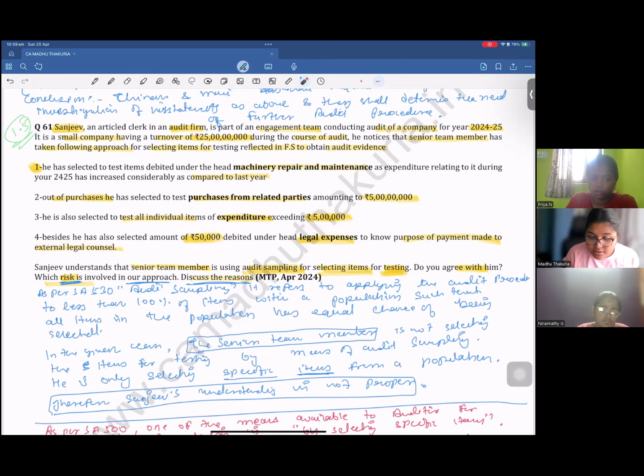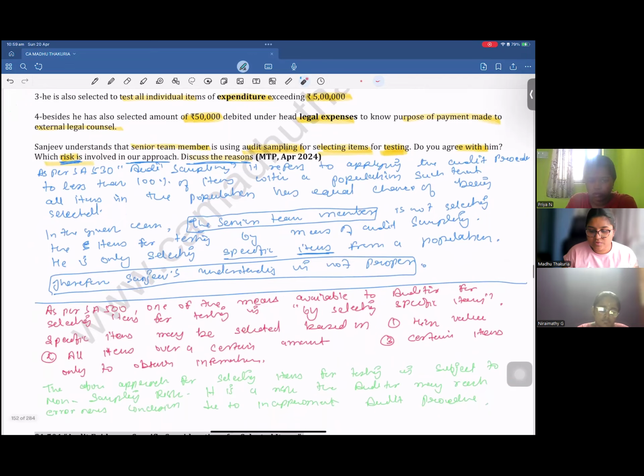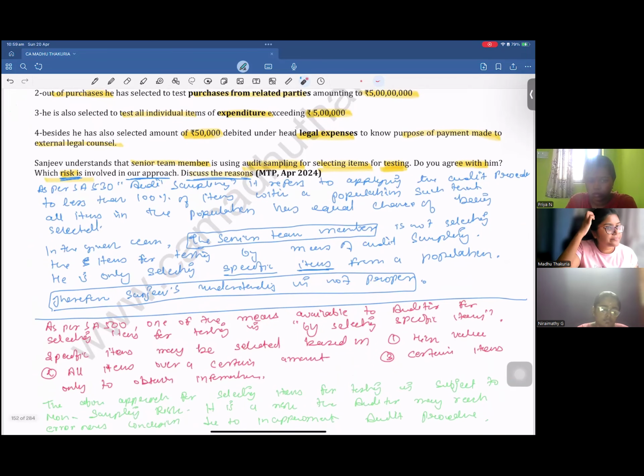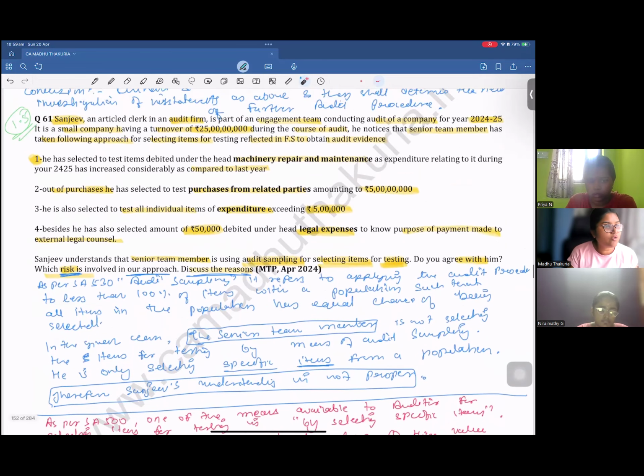Now, Sanjeev understands that the senior member is using audit sampling for selecting items for testing. Do you agree with him? Which risk is involved in the approach discussed, with the reason? What is the problem in his sample selection? He feels that he's doing the sampling, but what is the problem in the sampling over here?